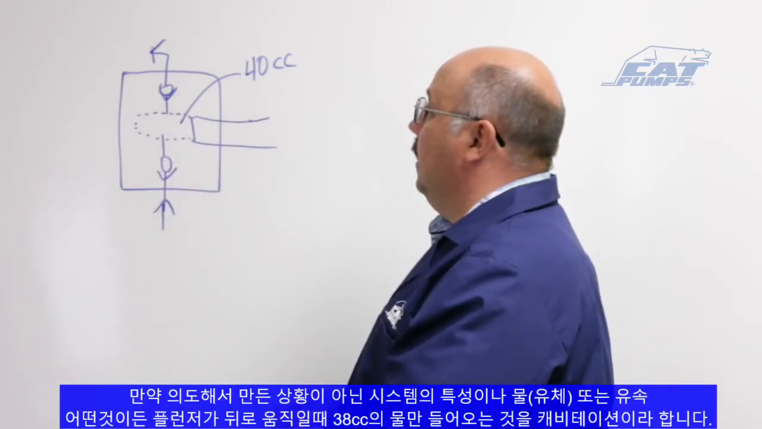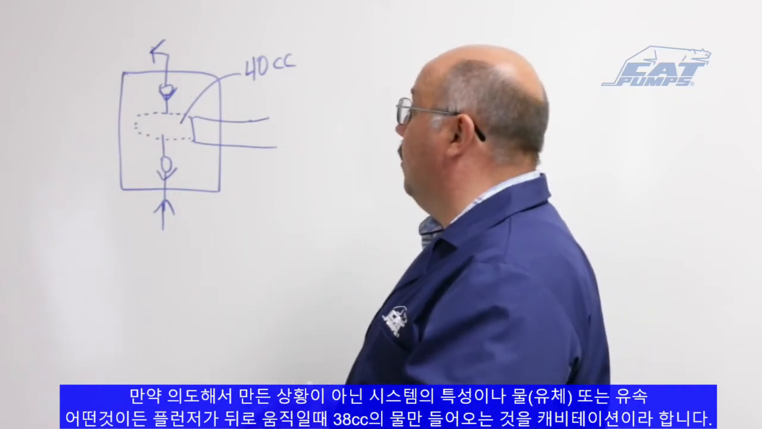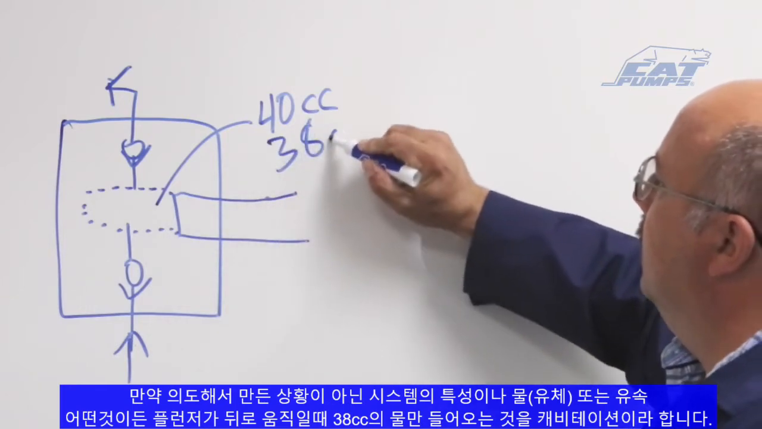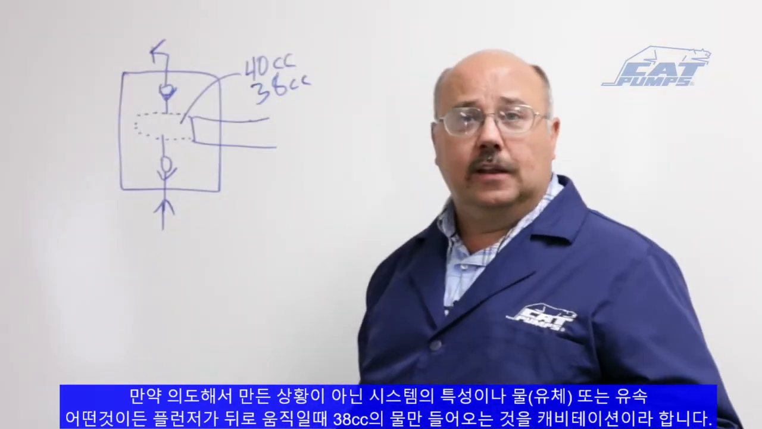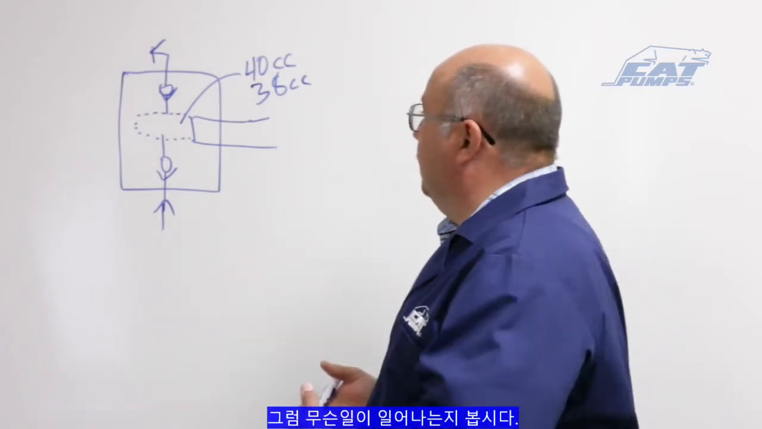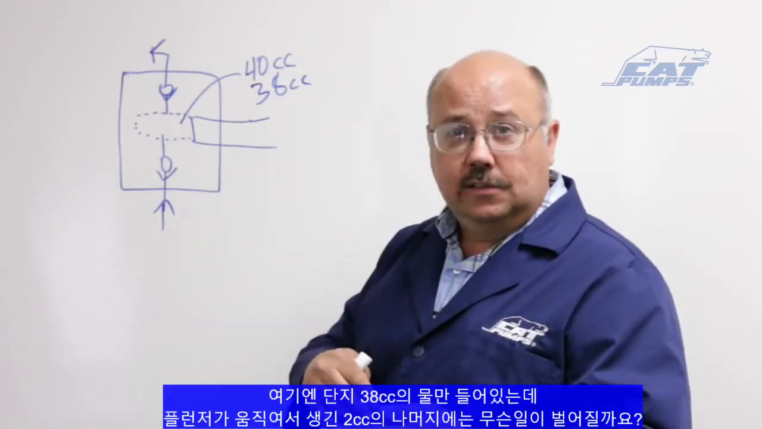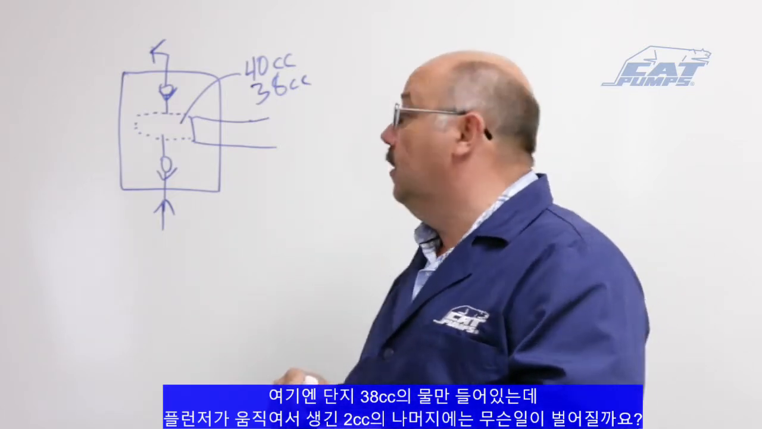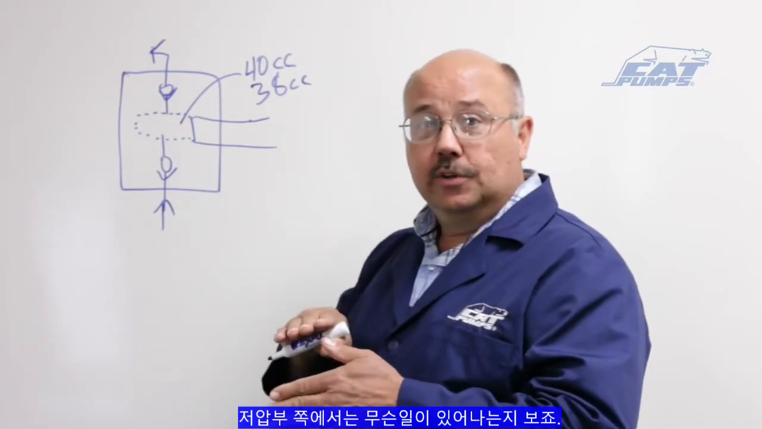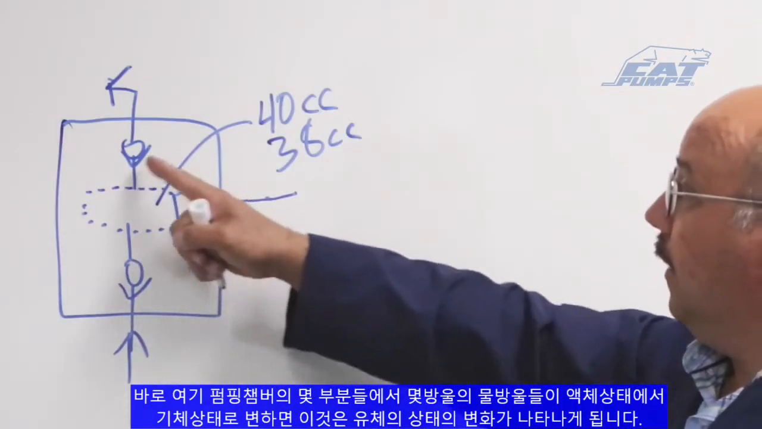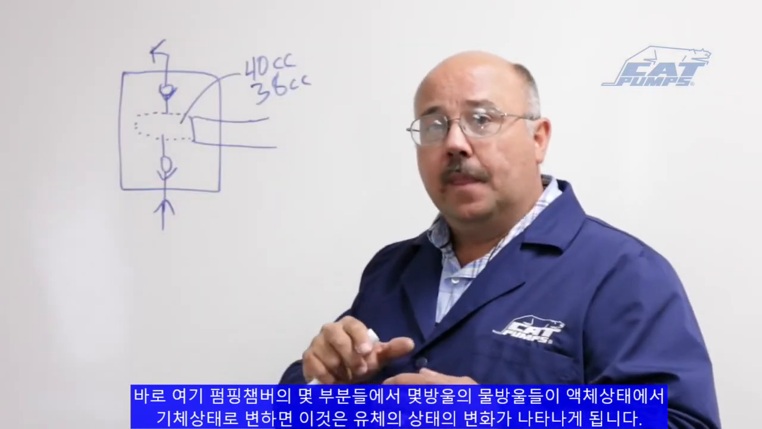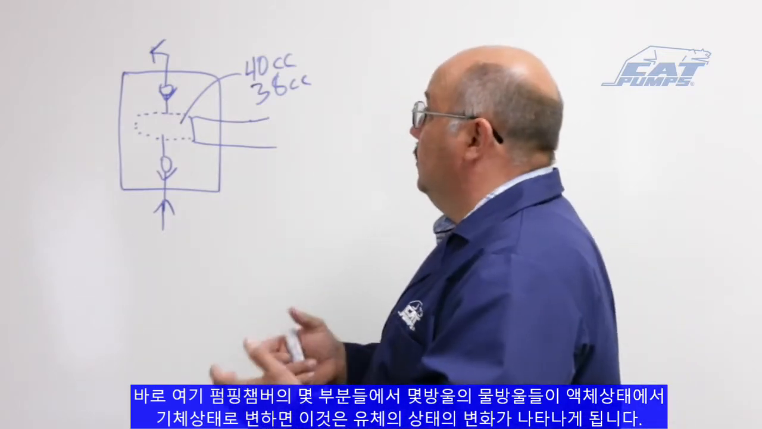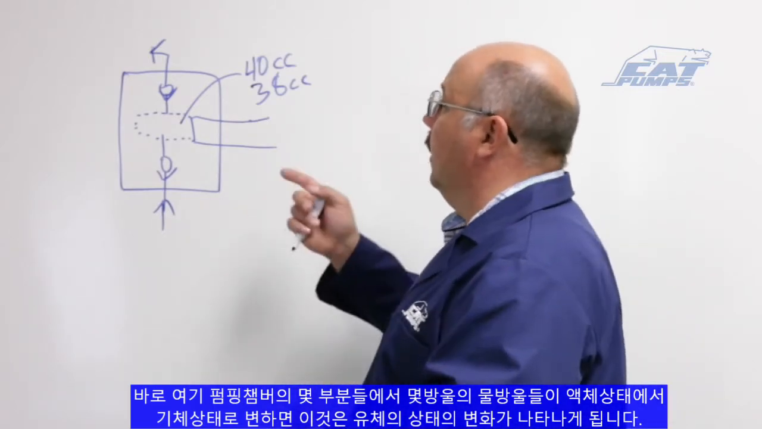If there's something in the nature of the system or the water or the speed, so that when I draw the plunger back I only get in 38 cc's of water, I have now created a condition called cavitation. I only get 38 cc's of water in there, but what happens to the other 2 cc's of volume that the plunger has moved? Well, you get a low pressure regime in some part of the pumping chamber, and it will change a few drops of the water from liquid phase to a gas phase. So it's changing the state of the fluid.